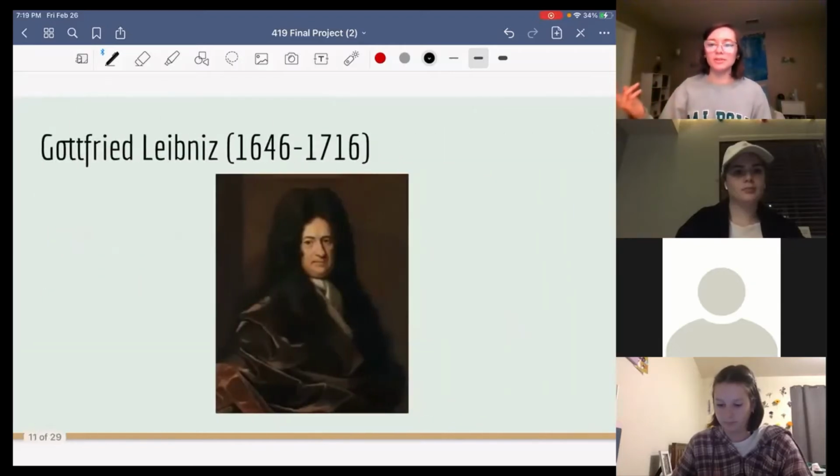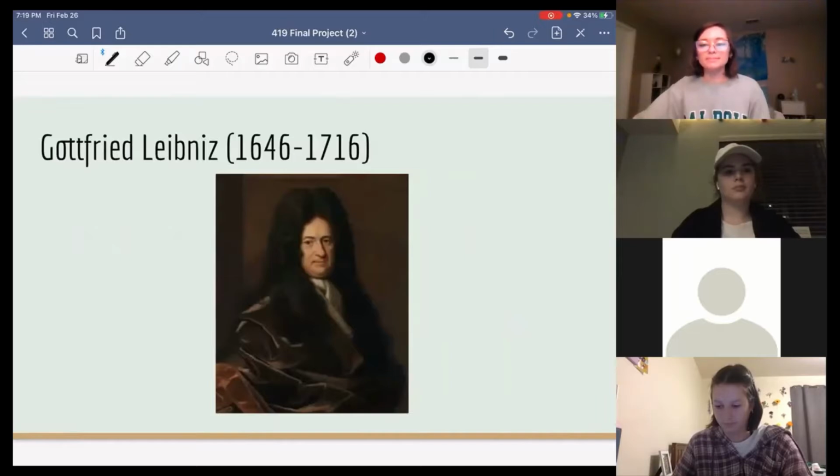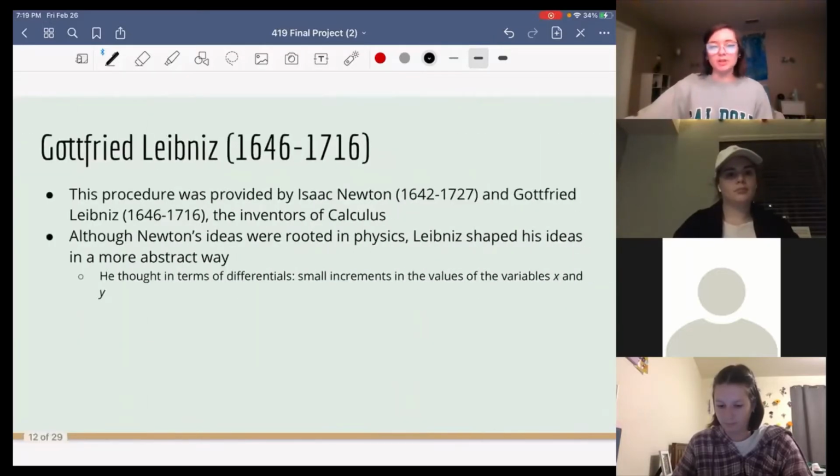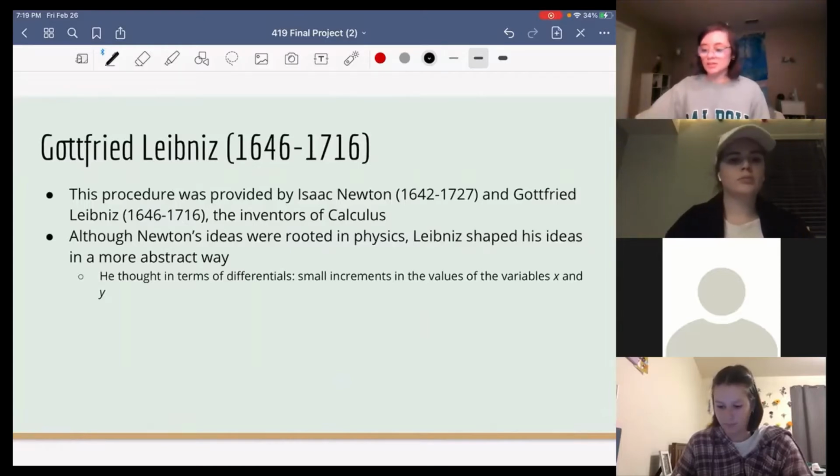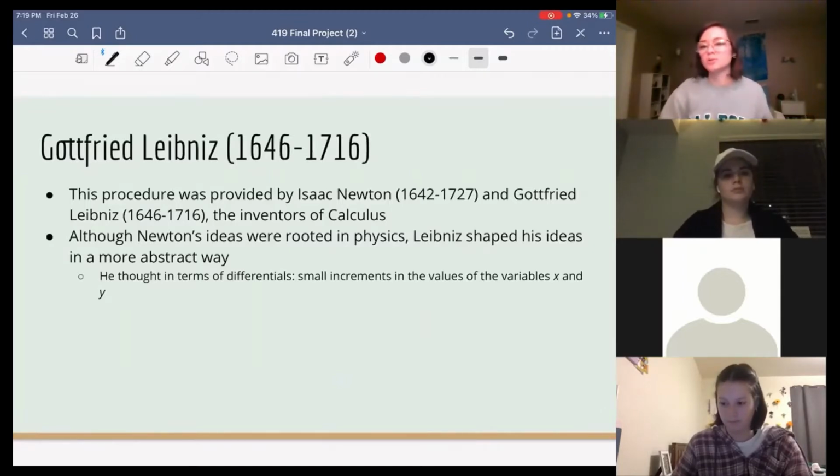So enter Newton and Leibniz, but we'll mostly talk about Leibniz. This procedure was provided by Isaac Newton and Gottfried Leibniz, the inventors of calculus. Although Newton's ideas were rooted in physics, Leibniz shaped his ideas in a more abstract way. He thought in terms of differentials, or small increments in the values of the variables x and y, such as dx over dy.